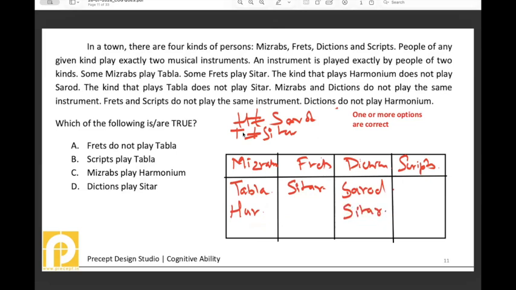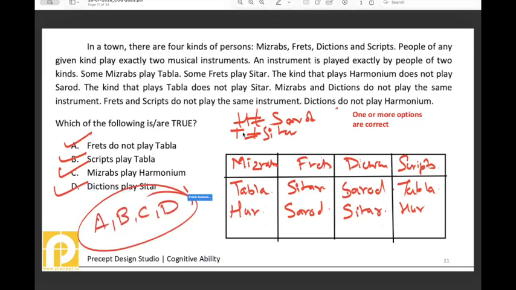Now, next we have frets. Frets play sitar. So, frets and scripts do not play the same instrument. So, frets will play sarod, and scripts will have tabla and harmonium. Okay, now let's look at the options. Frets do not play tabla, which is true. Scripts play tabla, which is true. Misrabs play harmonium, also true. And dictions play sitar, also true. So in this case, all the options A, B, C, and D are correct here.